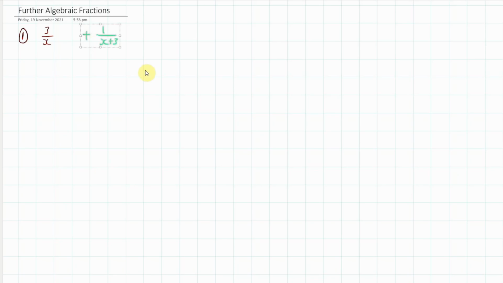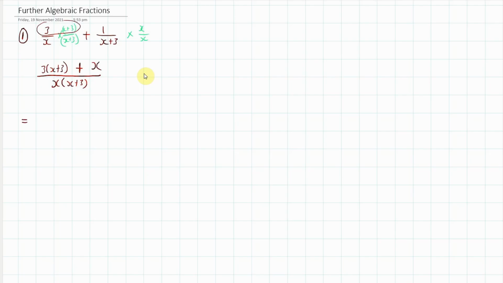We're going to times this first one by x plus 3 over x plus 3, and this one we're going to times by x over x. What will end up happening is we'll get a new denominator. The denominator will be x times x plus 3, and this here will become 3 bracket x plus 3, and then we'll have our plus sign, and then x times 1, which is just x.